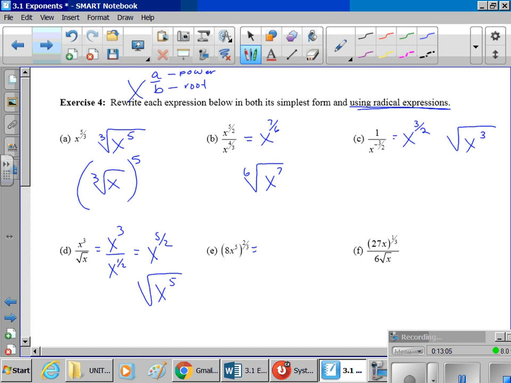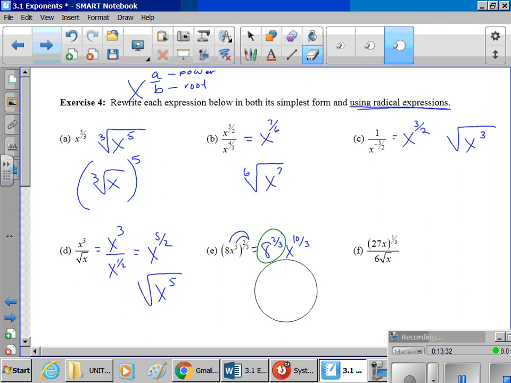Now beware with this one. You get 8 to the 2/3 times x to the 10/3, which you can put into your calculator if it confuses you. All right? But basically what you can do is say, what's the cube root of 8? It's 2, and 2 squared is 4. So you get 4x to the 10/3, but it's going to be 4 cube root of x to the 10th power.